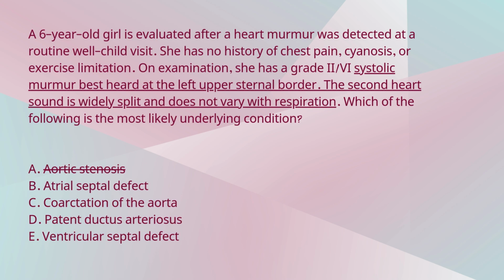Aortic stenosis is not correct. First of all, this usually isn't a CHD, although you can have something called a bicuspid aortic valve that can lead to aortic stenosis later in life, and that's also typically a systolic murmur at the right upper sternal border that radiates to the neck.